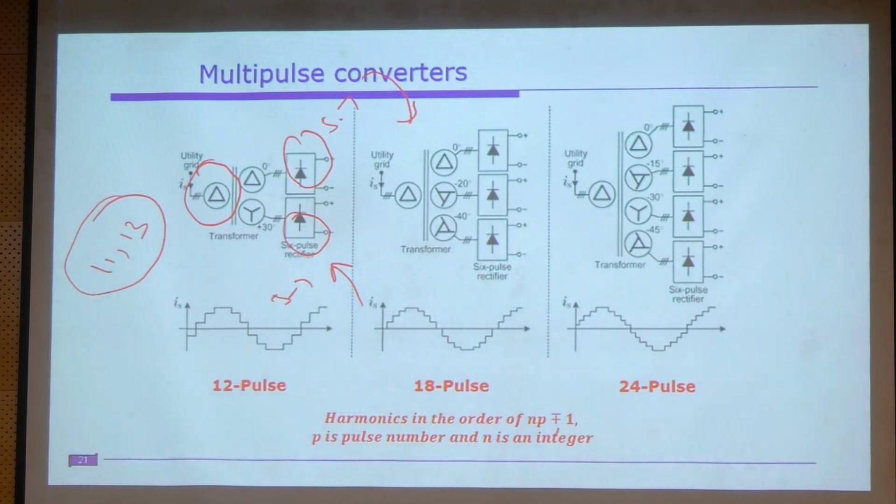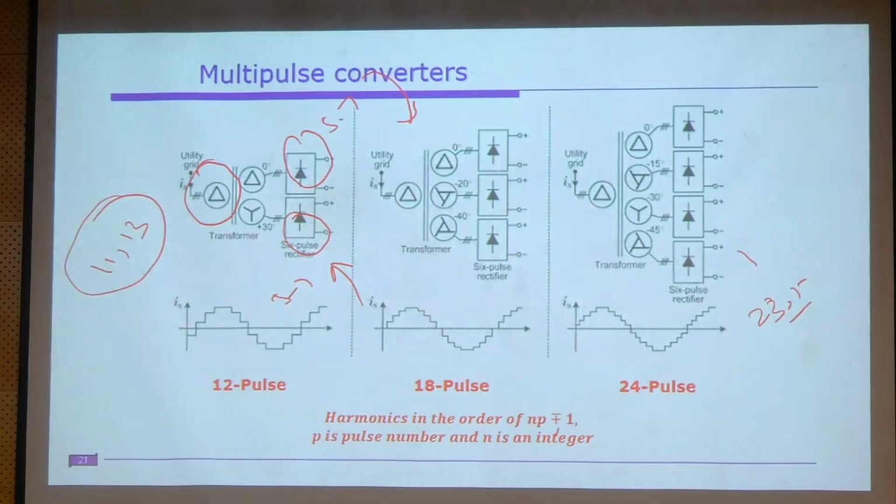Similarly, if it is a 24 pulse converter or something, in that case you need to connect 4 converters in cascade or series, right. So in that case the minimum order harmonic is 23 and 25. And this one is used especially for the HVDC application. For HVDC they prefer the 48 pulse converter.